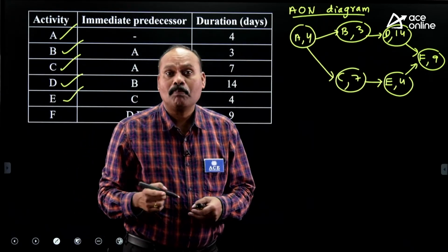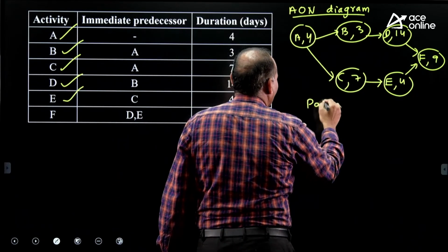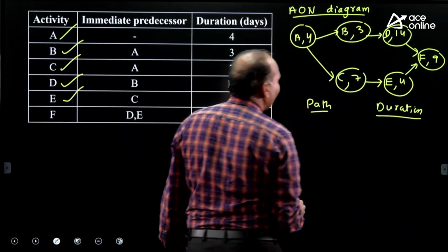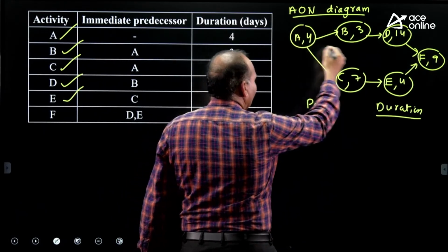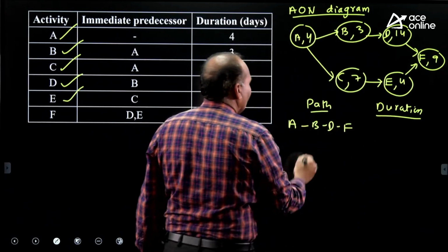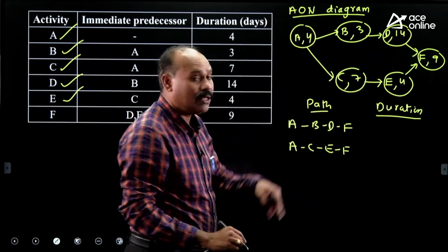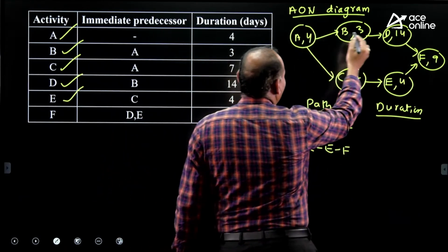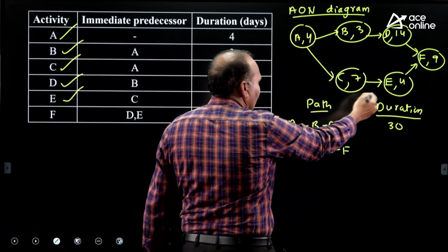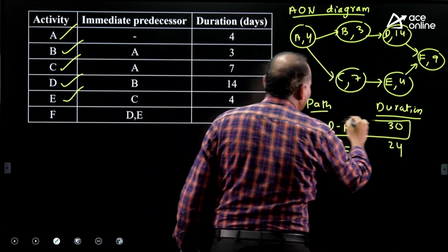Then how to find out project completion time? Take the paths and duration. First path from starting to last, following arrow directions: A, B, D, F. Next path: A, C, E, F. So what is the duration along this path? A, B, D, F path: 4 plus 3, 7. 7 plus 14, 21 plus 9, 30. The other path: 4 plus 7, 11, plus 4, 15, plus 9, 24. So critical path is A, B, D, F.